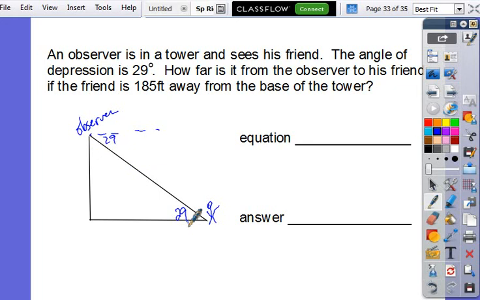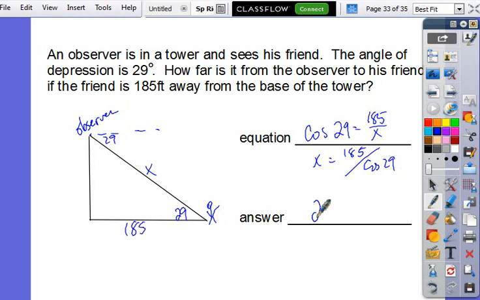It says how far is it from the observer to his friend? Well, we just said the observer's up top and his friend is down there. It says he's 185 feet away from the base. Base is the bottom. Well, if I look at that right there, that's adjacent and that would be cosine. Cosine 29 equals 185 over x. If I see x in the bottom, I'm dividing 185 by cosine 29 and you get 211.5. Does that answer make sense? Well, we're trying to find the hypotenuse. Hypotenuse has to be bigger than the sides. It's always the longest side.